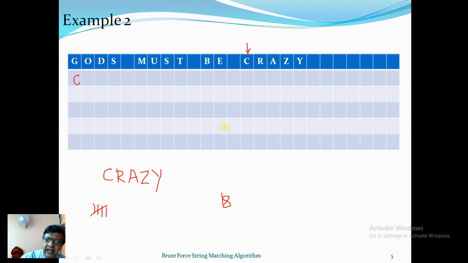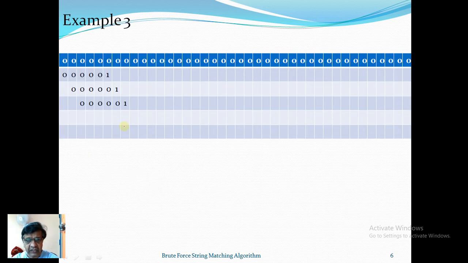Otherwise, if the pattern is not found, it may return 0 or -1. This is how the brute force string matching algorithm works. And we will discuss what could be the worst case input, the worst case pattern, for this string matching algorithm.